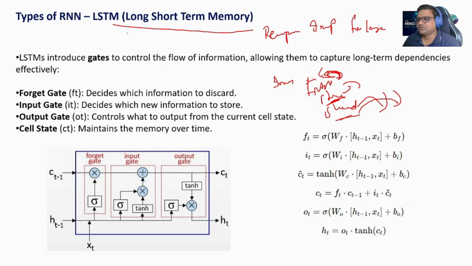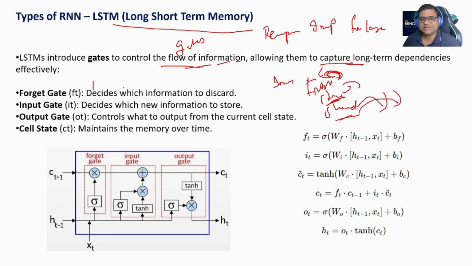Here it introduced this concept called gates. What are gates? They control the flow of information, to capture the long-term dependencies. There are three basically: the forget gate, the input gate, and the output gate.